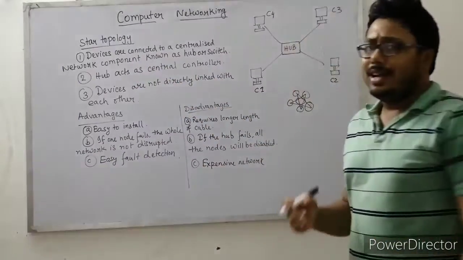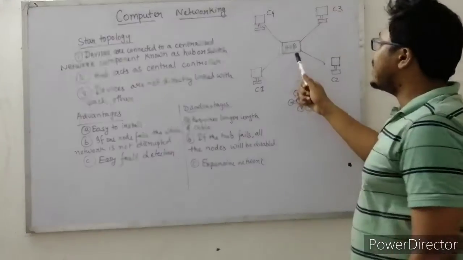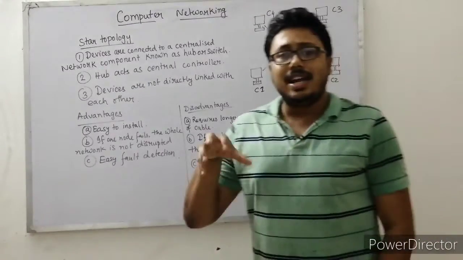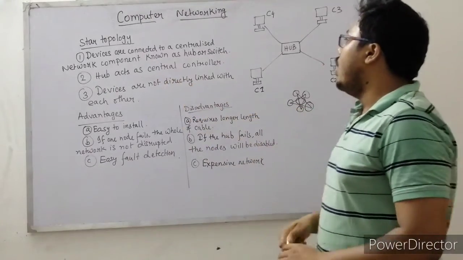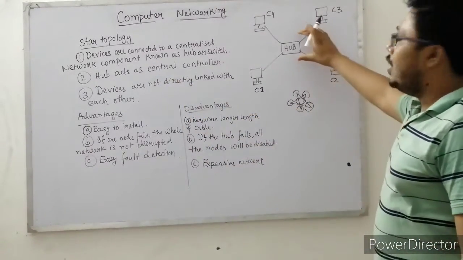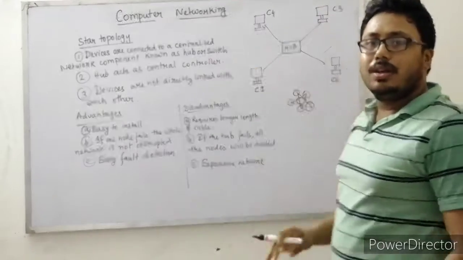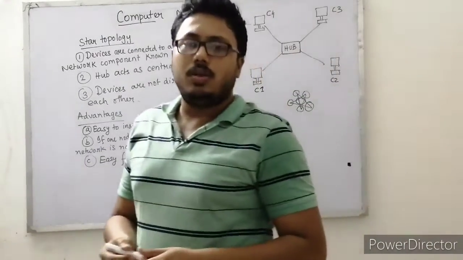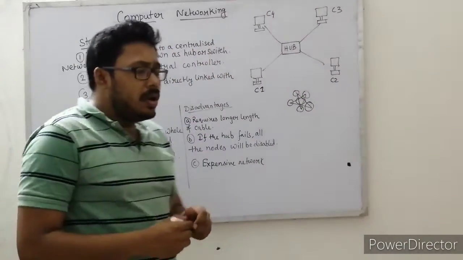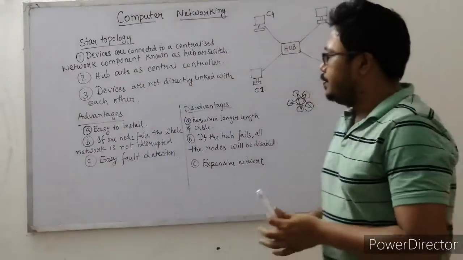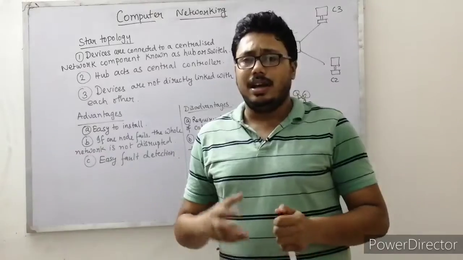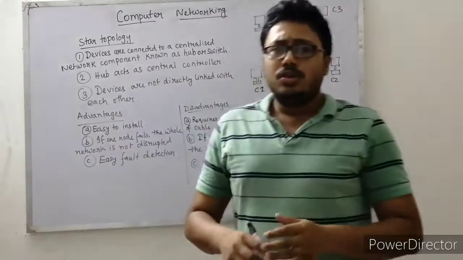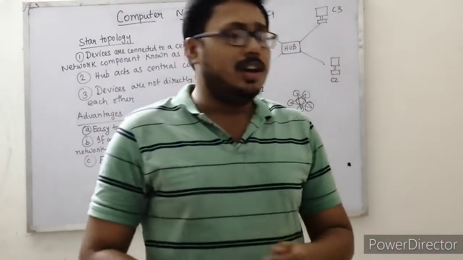So what is centralized? Why is it a centralized network? Because it is connected with a hub, which is a centralized portion. The component is known as a hub or switch. We can call the centralized portion a hub, or we can also call it a switch. Now come to the second point. The hub acts as a central controller. Yes, we have told you that it controls the overall system, so it can be called a central controller.